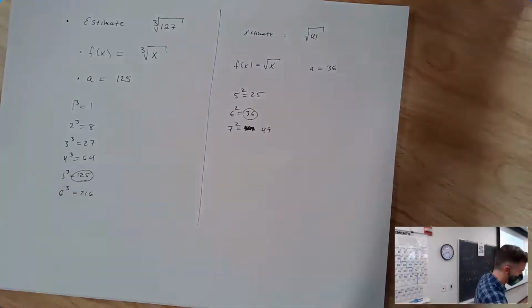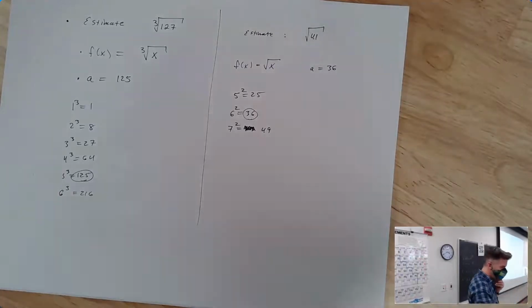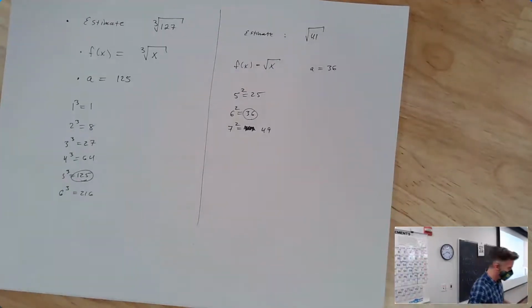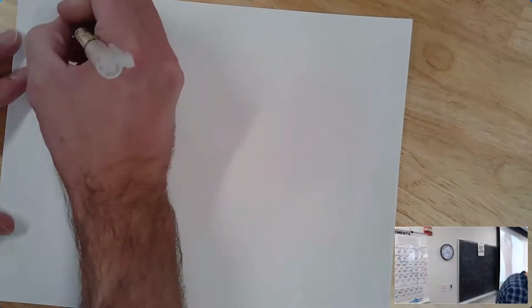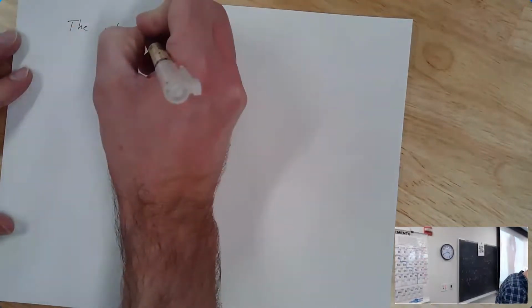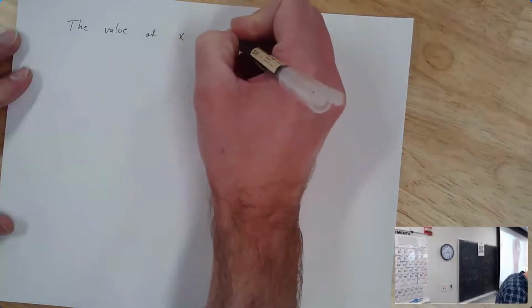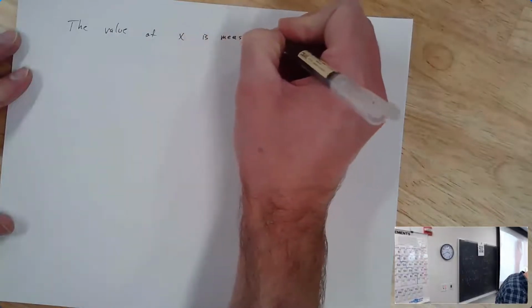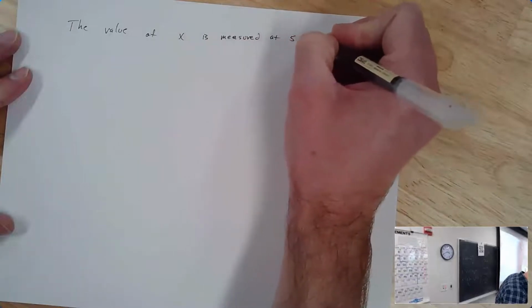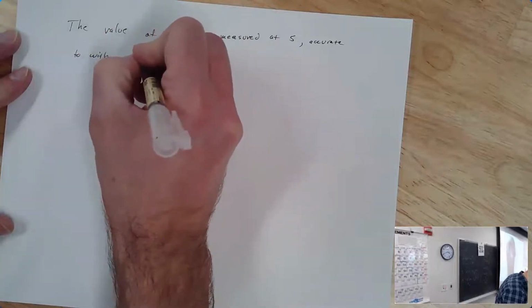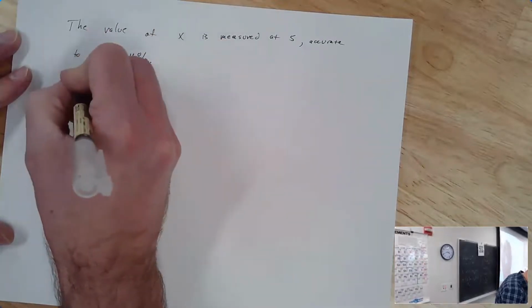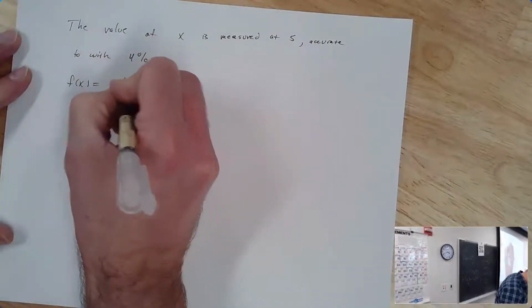All right. But then we have some other interesting questions, which some of these homework questions are phrased very strangely, I feel like. Here's an example of one, which I'm going to modify a little bit. So the value of x is measured at 5, accurate to within 4%. The function is 1 over 1 plus x.